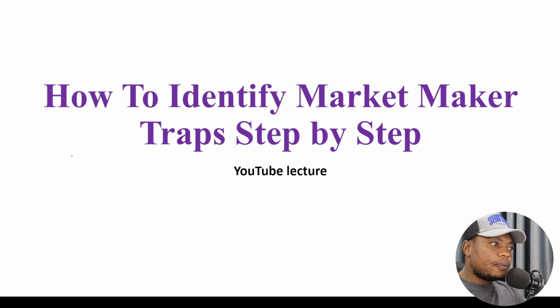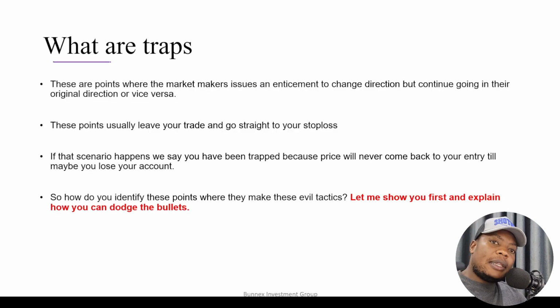Alright, so what are trap points? This is what we will actually discuss more about in this video. These are market manipulations that are responsible for most of the money that you have lost. So these are points where the market makers issue an enticement. You are enticed to take a trade, but they are not yet ready to go in the particular trade that you have taken. So this enticement will be to change direction but continue going in their original direction, or vice versa. These points usually leave your trade and go straight to your stop loss.